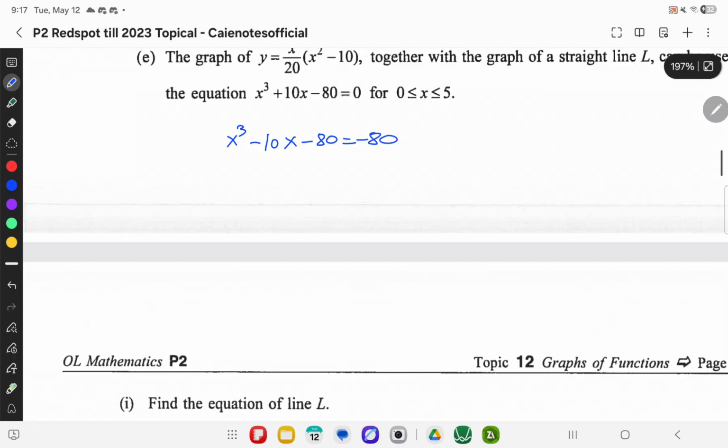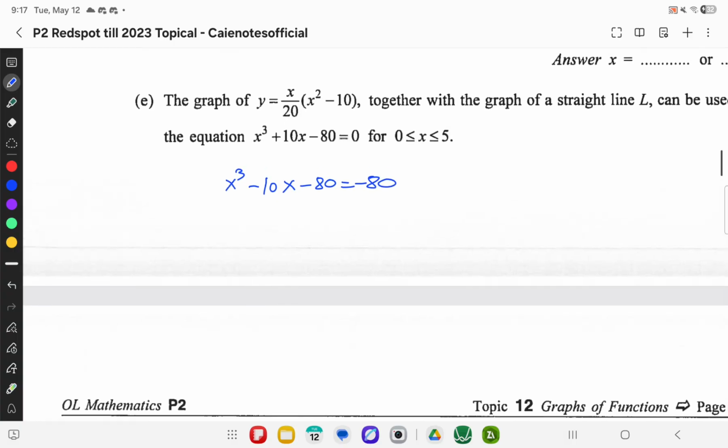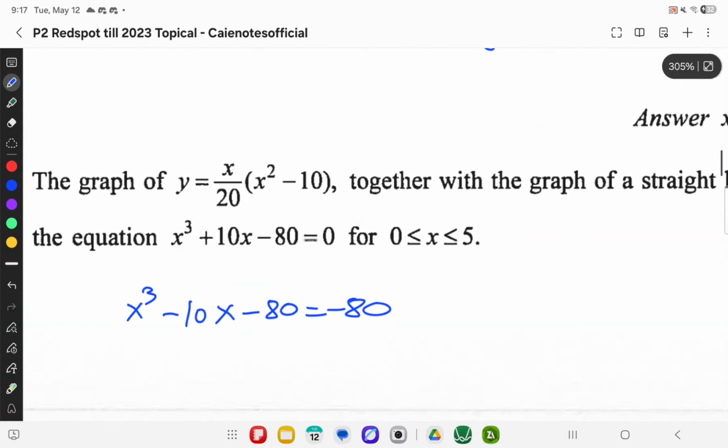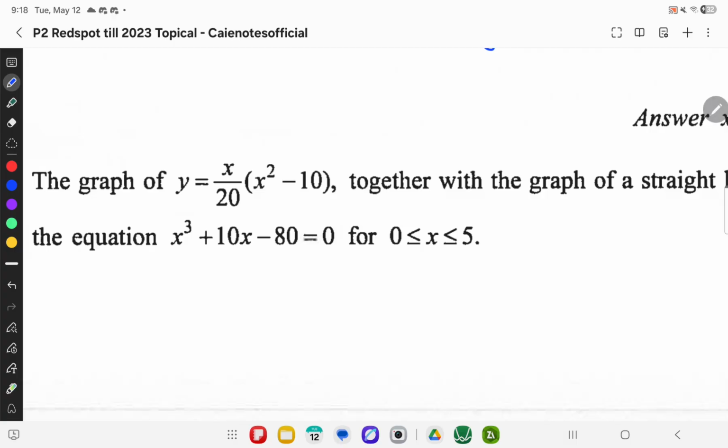Now the equation of line L would basically be negative 80. So the equation of line L is negative 80. Why? Because to make these two equal, we basically added negative 80 on both sides. So it will be that. No. Oh my god, I'm so sorry.